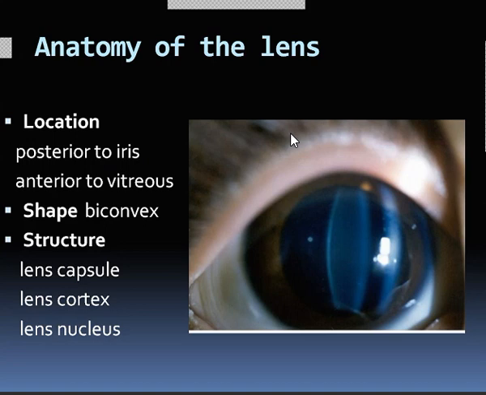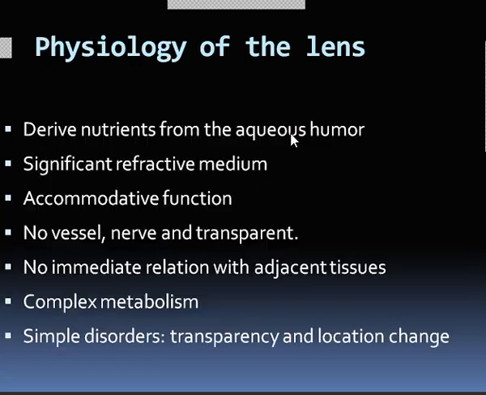What is the anatomy of the lens? It is located just posterior to the iris and anterior to the vitreous. The shape of the lens is biconvex. It has a lens capsule, lens cortex, and a nucleus.